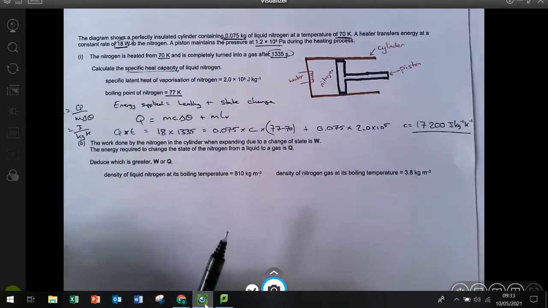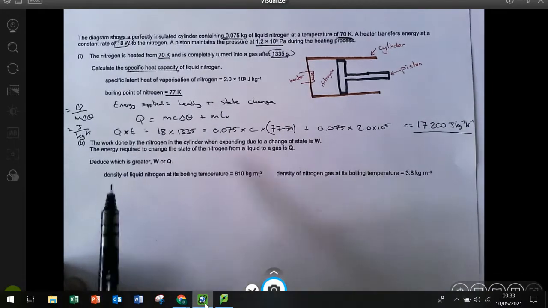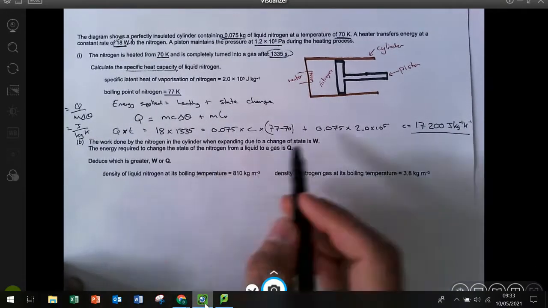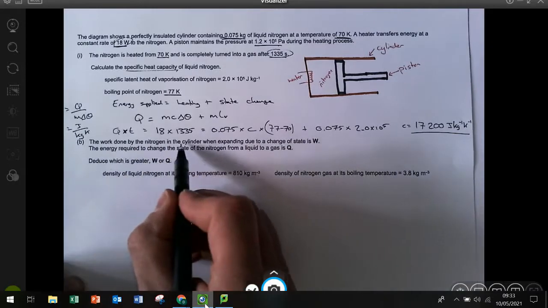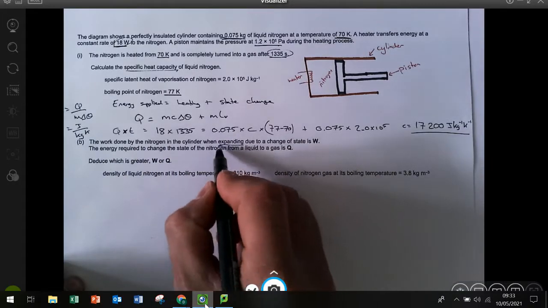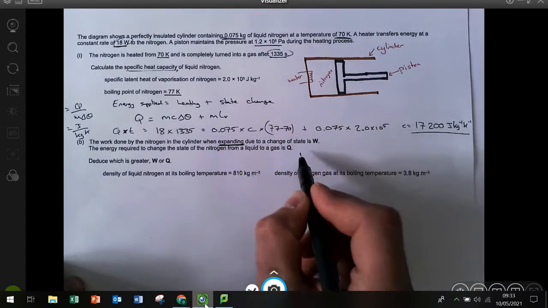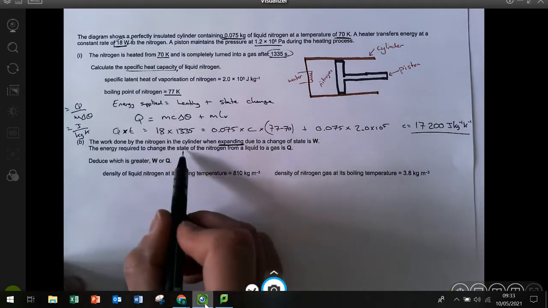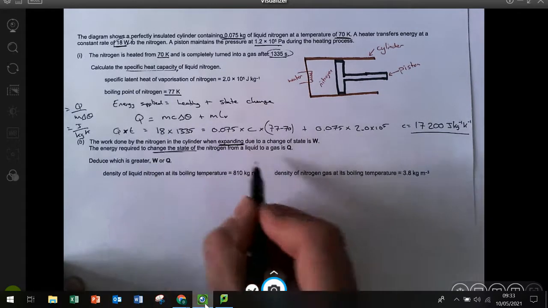Part B. This is quite tricky, this one. You've really got to think this one through. So what is greater, W or Q? W is the work done by the nitrogen in the cylinder when expanding due to a change of state, and the energy required to change state is Q.